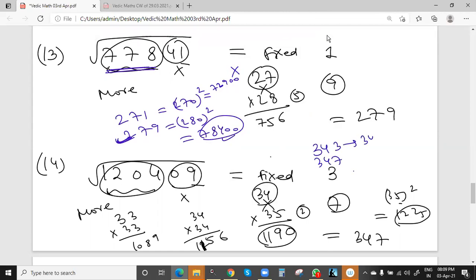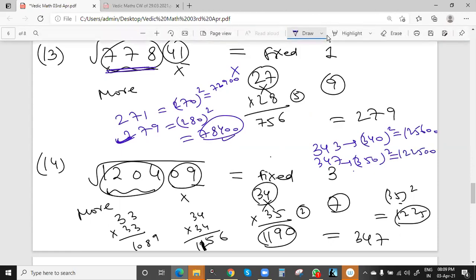So 343 is near to 340. So 340 square, we write 34 square is 1156 00, and 347 is near to 350. So 350 square we know 1225, and 3 4 are 12 00.